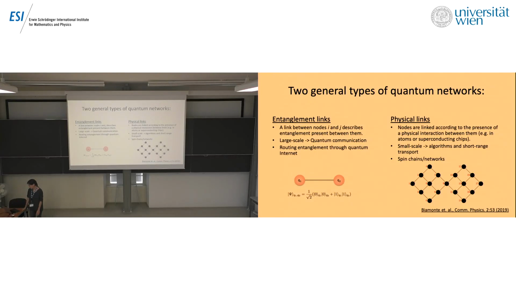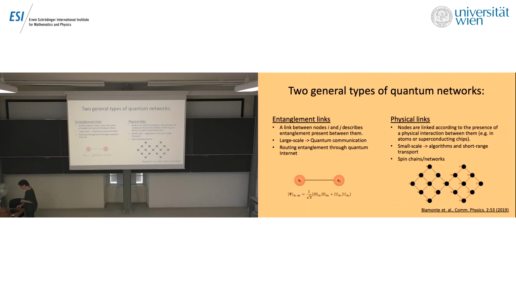So typically, this is not unique, but typically the way we represent a quantum network is of two types. The first one is representing the nodes as qubits and the links between them as the presence or absence of entanglement between them. And that's very common in large-scale applications such as quantum communications.